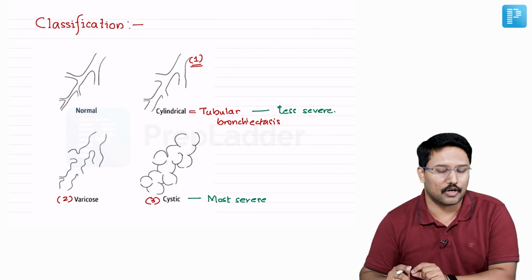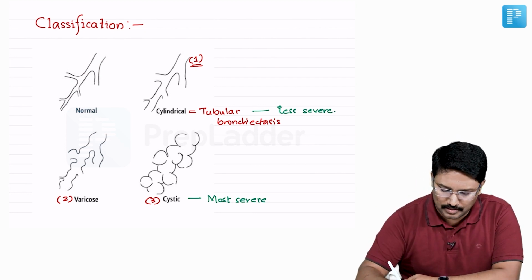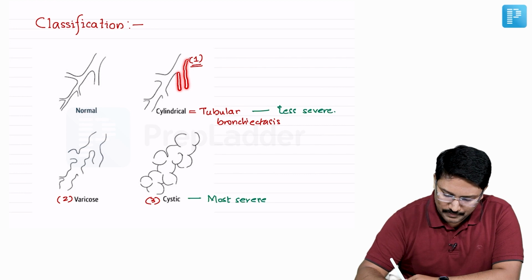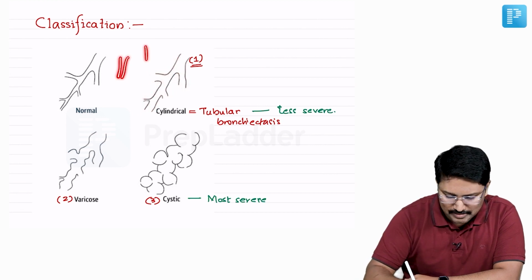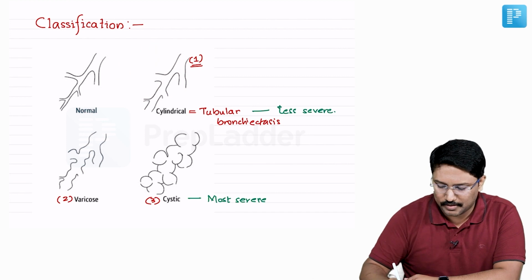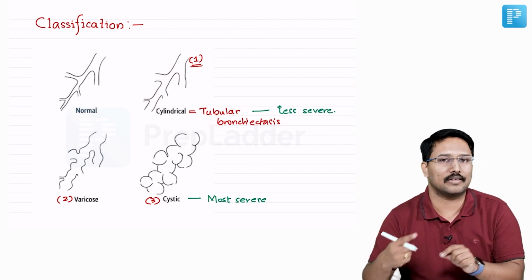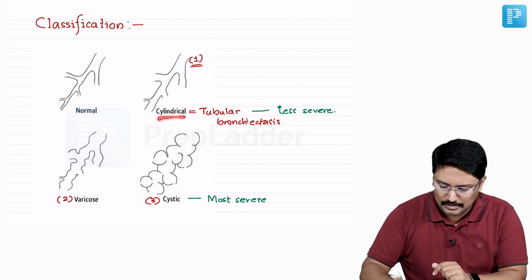It keeps narrowing down. But in cylindrical bronchiectasis, these dilated bronchi maintain parallelism. Can you notice that? It is all parallel. It is not tapering down. It is maintaining parallel. That's why it is called tubular. It is like a tube or a cylinder. That's why it is also called cylindrical.